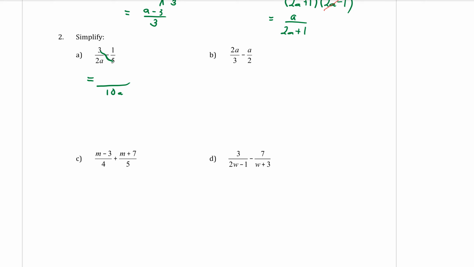Then I need to multiply, and a lot of you probably remember this multiplying diagonally thing. I multiply the 3 with the 5 on the bottom. So 3 times 5 is 15. The sign that I had was a minus sign, so put your minus sign in there. And then multiply the other way diagonally. 1 times 2a is 2a.